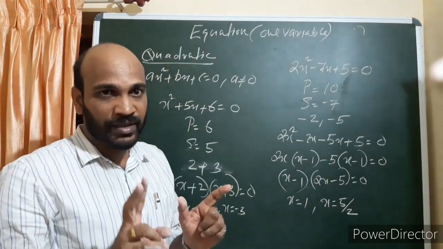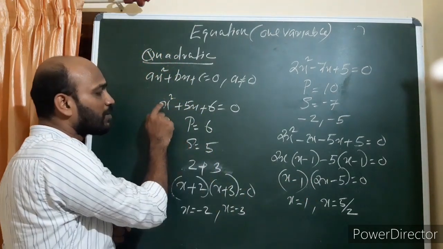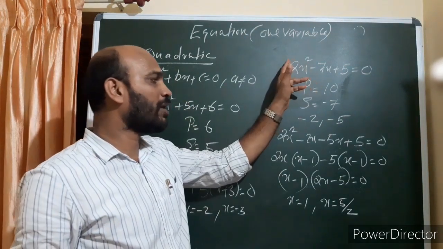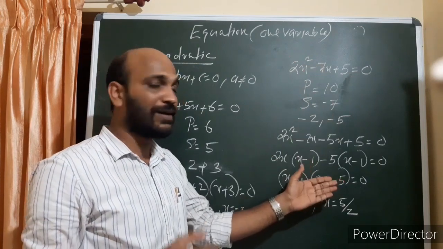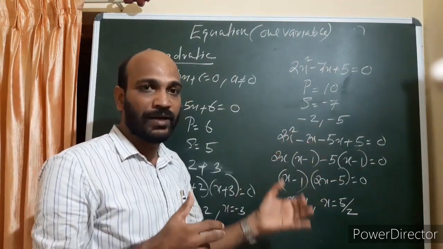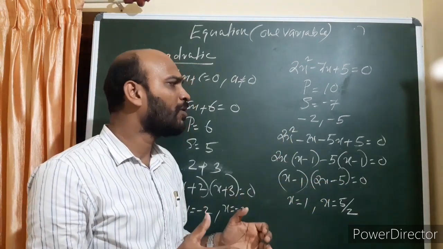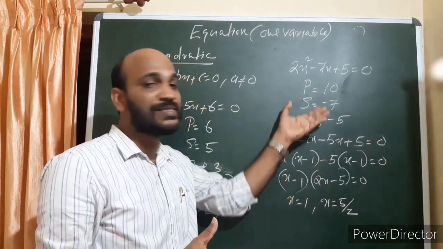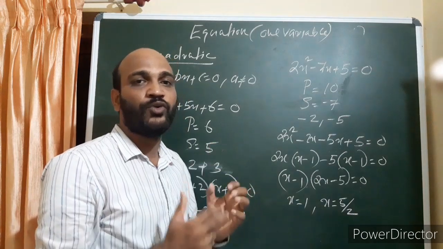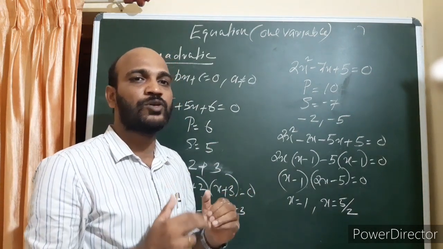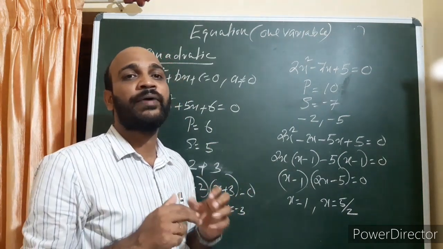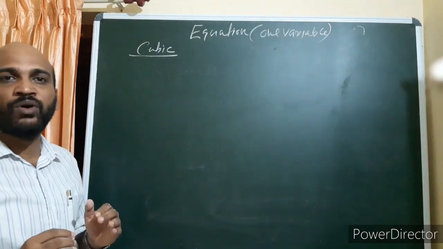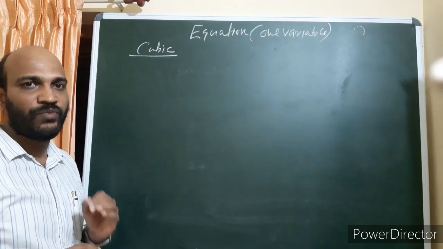So you have to note down one thing. If coefficient of x square is 1, you can write factors directly. If coefficient of x square is not equal to 1, you have to find factors by splitting middle terms. If you are not able to find the answer by this method, if you are feeling that this method is difficult, you can go for the formula x equal to minus b plus or minus root of b square minus 4ac by 2a. Okay.